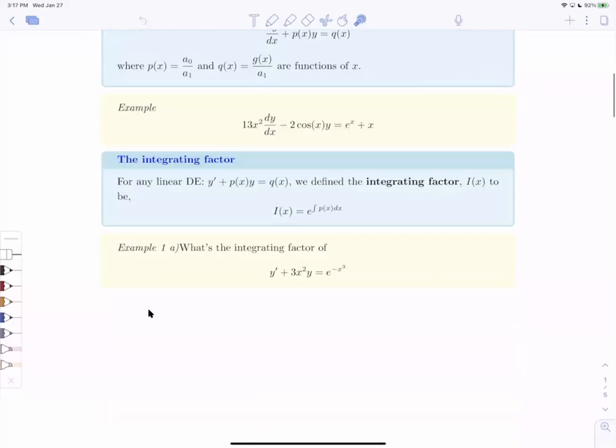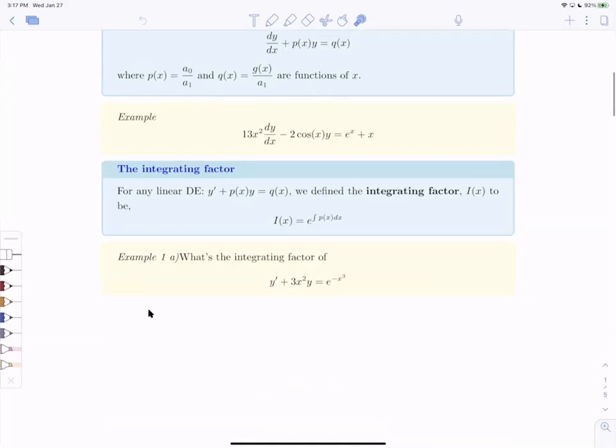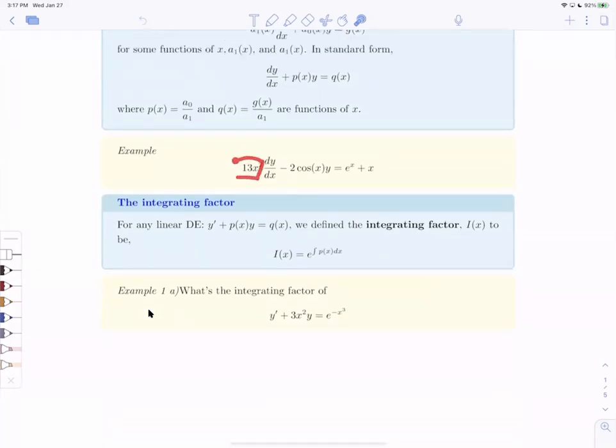Here is an example. So we have 13x squared dy over dx minus 2 cosine y equals e to the x plus x. So in this case, 13x squared, I'll write it down, this is your a1 of x. This whole thing is your a0 of x. And this whole thing is your g of x.